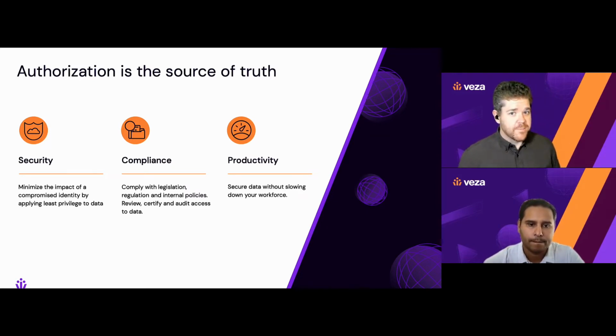You also have to think about compliance. About 80% of companies now have obligations under some kind of privacy law. Your compliance teams need to know, again, at the data level, who can do what. And they need to be able to demonstrate compliance to an external auditor.